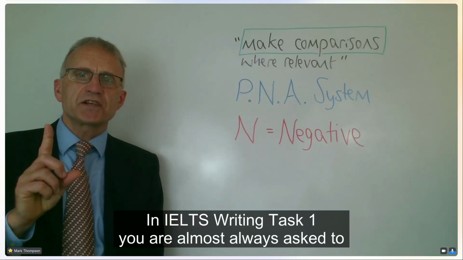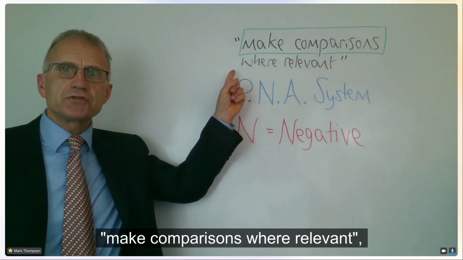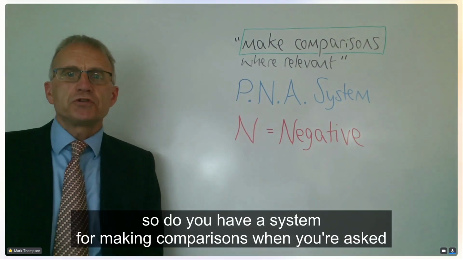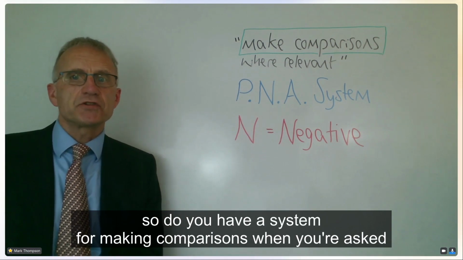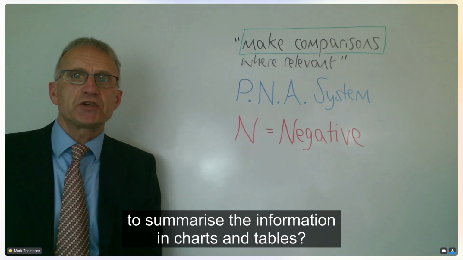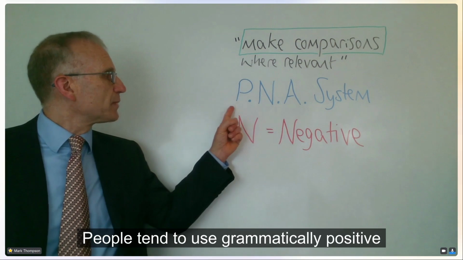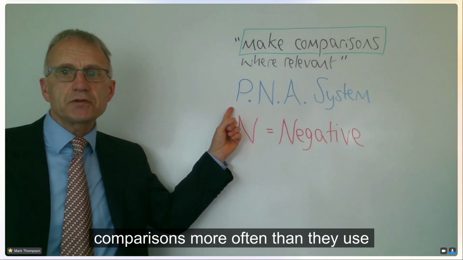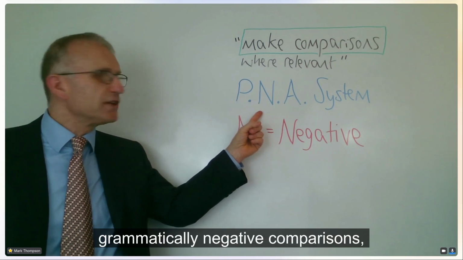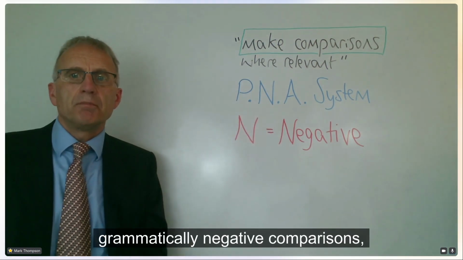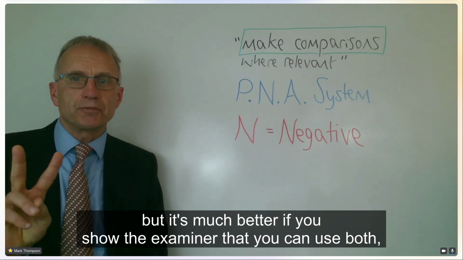In IELTS Writing Task 1, you are almost always asked to make comparisons where relevant. So do you have a system for making comparisons when you're asked to summarize the information in charts and tables? People tend to use grammatically positive comparisons more often than they use grammatically negative comparisons. But it's much better if you show the examiner that you can use both.